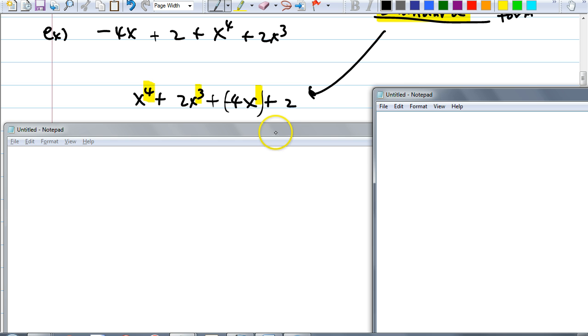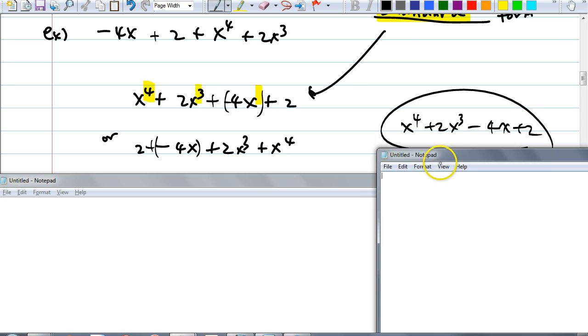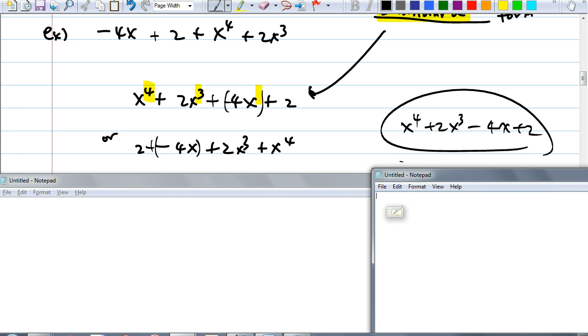No? Okay, but for fun, I'm going to write them in increasing order. Is this wrong to write it this way? No. Your book either gives you the answer in decreasing order or increasing order, so I don't want you to think that you did something wrong if you see your answer in increasing order. It's still the same thing, as long as each of the terms match up. And of course, you don't write plus negative 4x. At the end, you just write minus 4x, like this, when you write them in decreasing order.